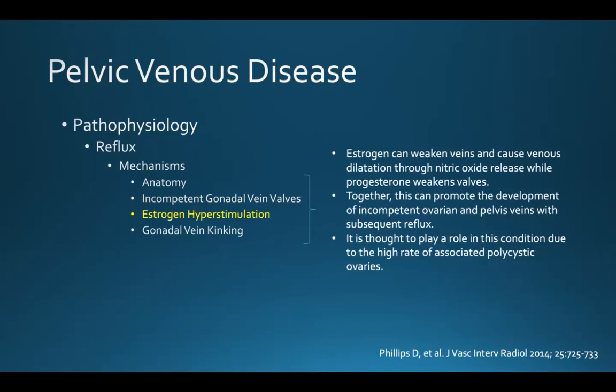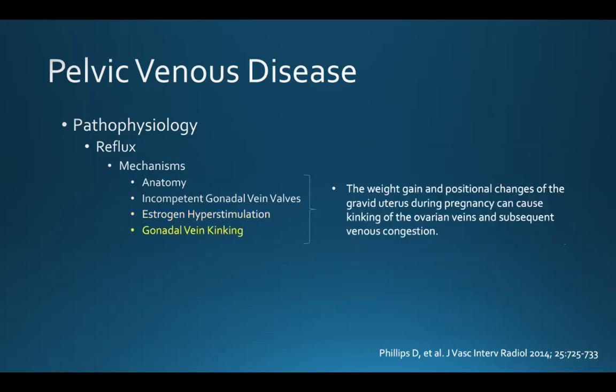There may also be hormonal reasons why reflux occurs. Estrogen can weaken veins and cause venous dilatation through nitric oxide release, while progesterone weakens valves. Together, this can promote the development of incompetent ovarian and pelvic veins with subsequent reflux. People thought this might be the case because there's a high rate of associated polycystic ovaries when it comes to pelvic venous disease. And finally, some have attributed reflux to gonadal vein kinking.